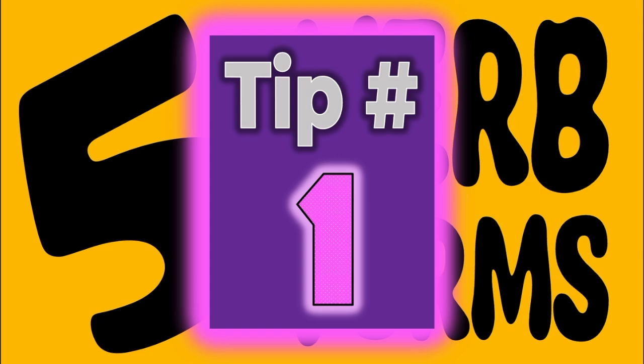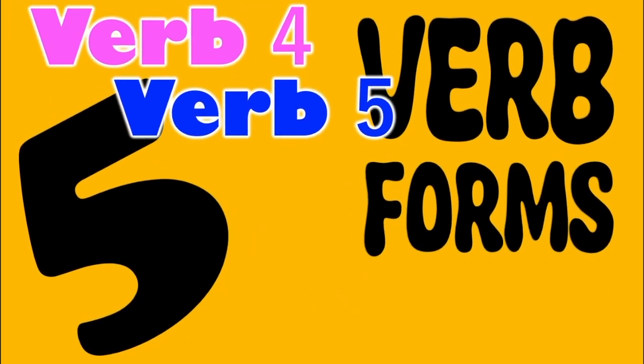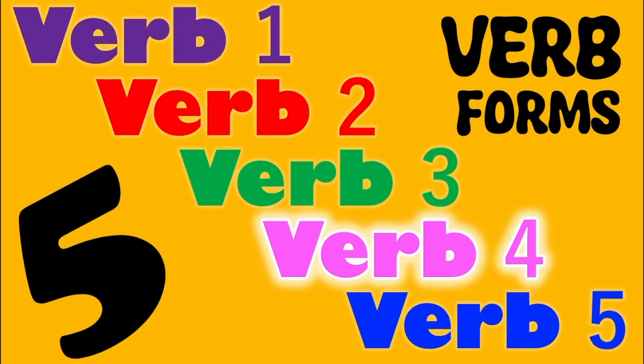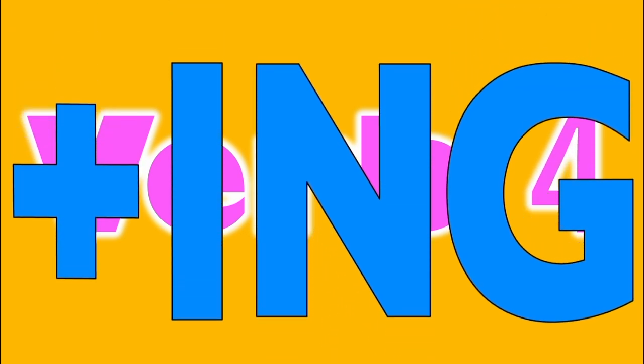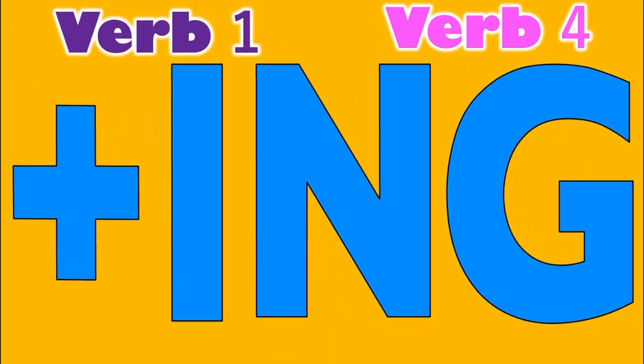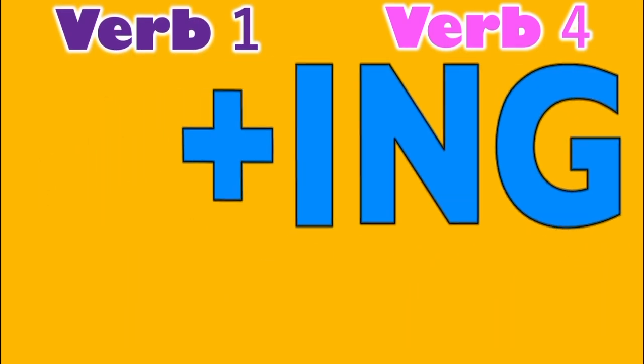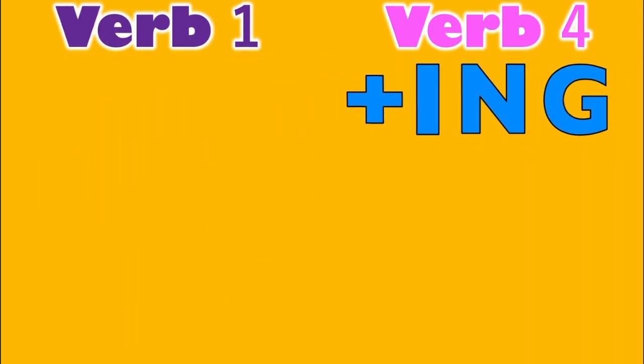Okay, let's do a little review. Back to tip number 1. In tip number 1, we learned the 5 verb forms, and verb 4 is one of those 5 forms. All right? So we have to go back in time and remember, what is verb 4? I know that we use be plus verb 4, but what is it? What's verb 4? So verb 4 is the ing form. Okay? The ing form. Ing is verb 4.